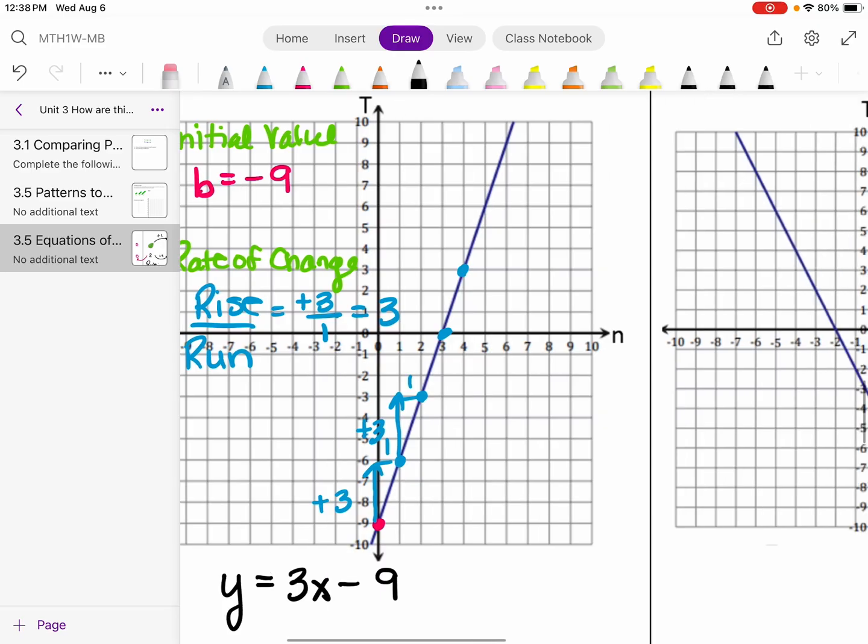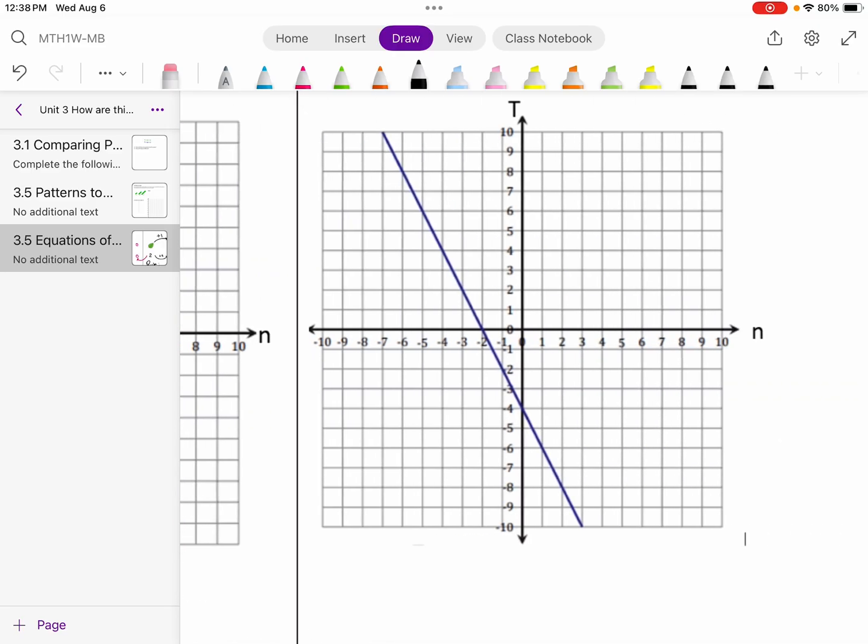Okay, let's try another one. Press pause and then press play when you're ready. Okay, again, we need two things. We need the y-intercept, or the initial value, and we need the rate of change. When I look at my graph, my line crosses my y-axis at -4, so my y-intercept is -4, so I'm going to write that on my graph.